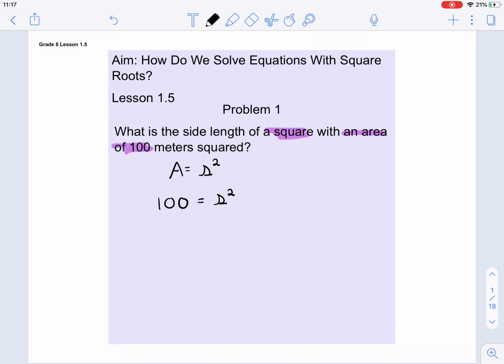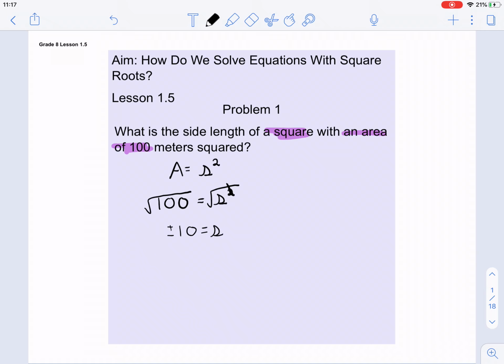In order to get rid of the squared, I need to do the opposite, which is taking the square root. And whatever I do to one side, I have to do to the other side. On the right-hand side, the square root and the square cancel each other out, so I'm just left with s for the side length, which is what I'm looking for. The square root of 100 is positive or negative 10.